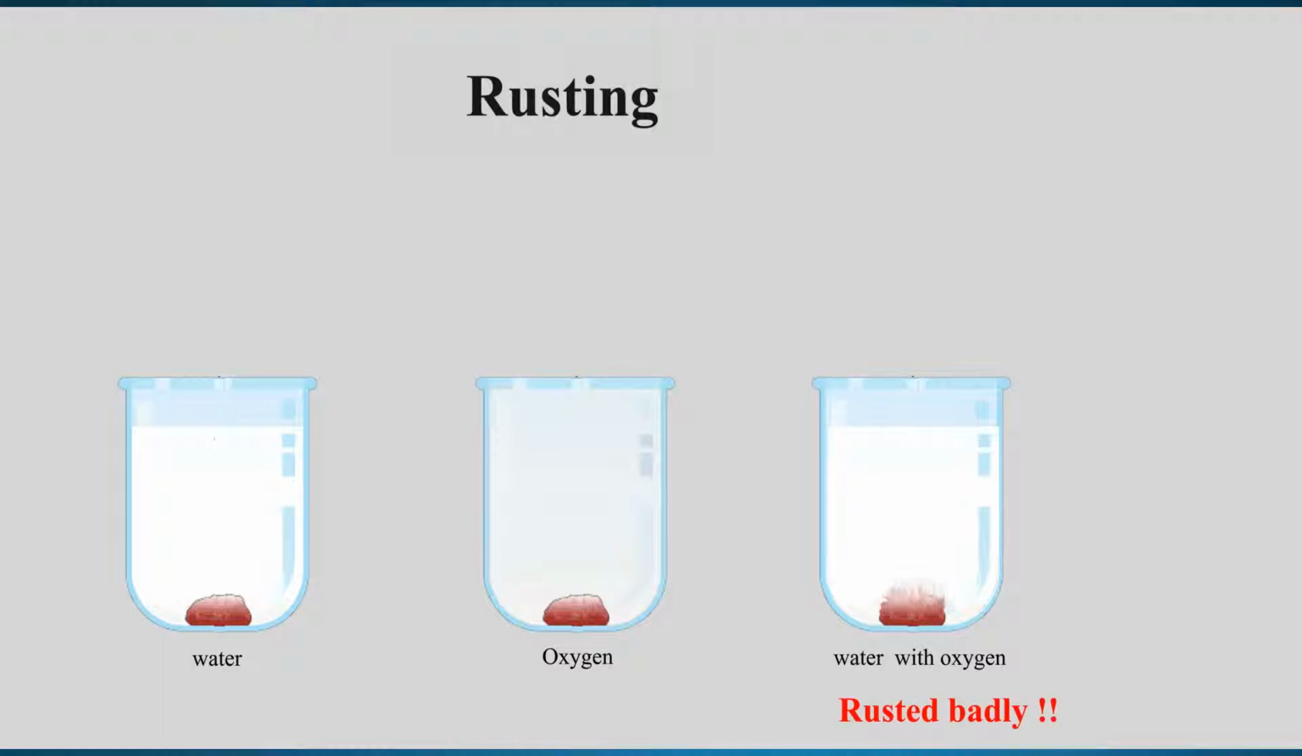The water with oxygen, the metal rusts badly. It rusts the most. So it proved that only water rusts medium, only oxygen rusts medium, but water and oxygen combined, it rusts a lot more.